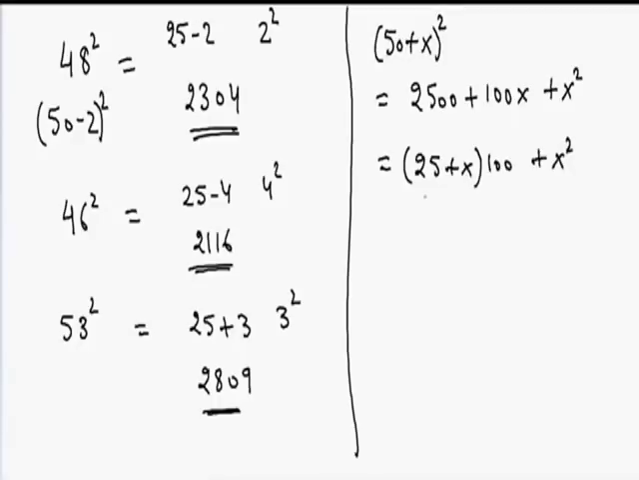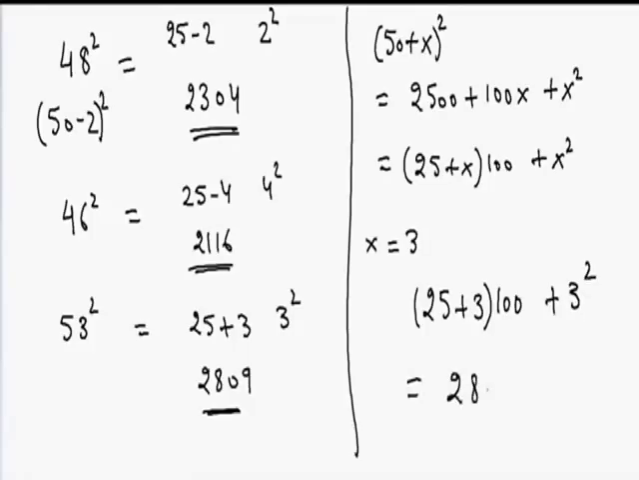So now, as you can see, if x is equal to 3, then what I'm doing is I'm adding 25 plus 3, right, and then I'm adding 3 squared. So the answer is equal to 2809. So this is how this trick works.